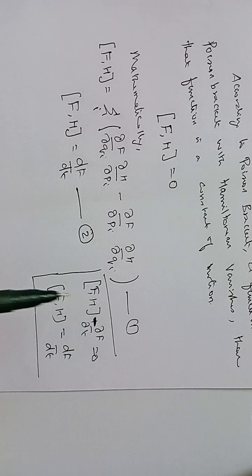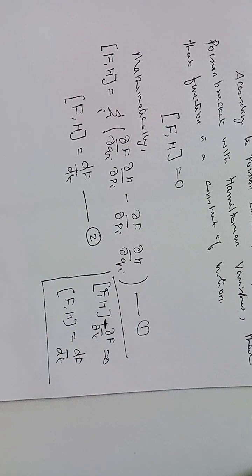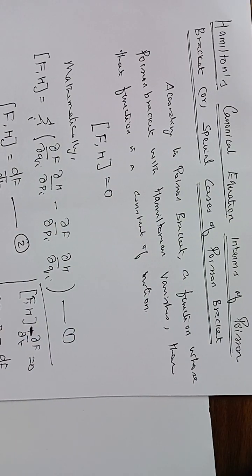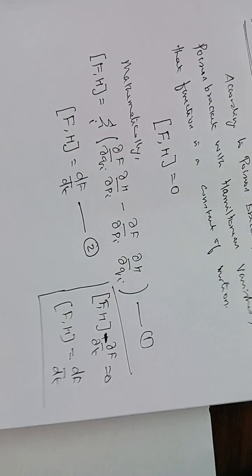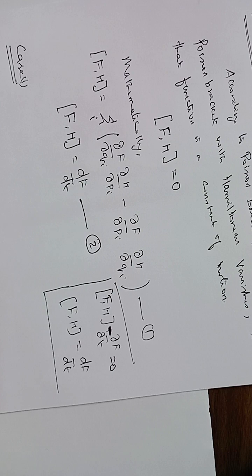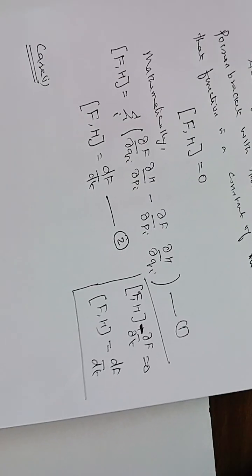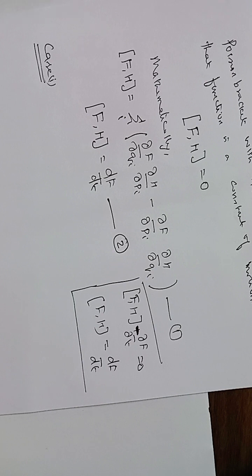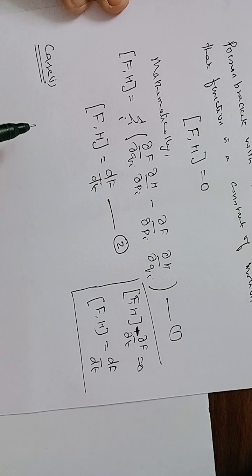Now, how will it happen? For this, we will use 3 cases. That's why it is otherwise called special cases of Poisson bracket also. Okay, so how will it be derived? Now you see, case 1. In case 1, we want to calculate the first canonical equation from Poisson bracket, in terms of Poisson bracket.